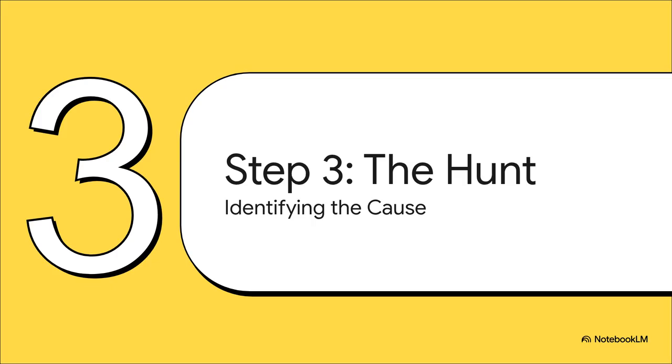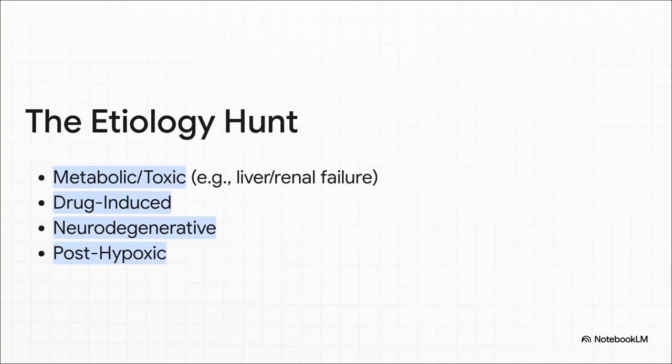We've defined the movement, we've localized it on our map, now it's time to find the real culprit. So where do you even start looking? Well, here are your 4 highest yield categories. Think of it like a checklist. First, look for metabolic or toxic causes. Check those kidney and liver labs. Second, do a deep dive into that med list for drug-induced causes. Third, think about neurodegenerative diseases. And finally, always keep that post-hypoxic cause in the back of your mind.